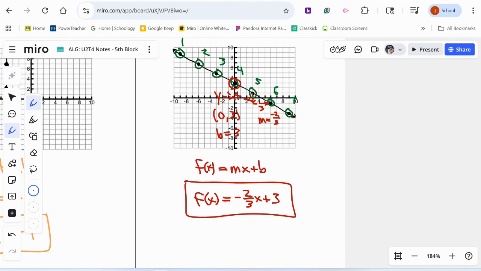So that's what we got. f of x equals -2/3 x plus 3. All right, now again, if you chose to use any of those 7 points and wrote a point slope form with those ordered pairs, that would also get you a correct answer on the test.